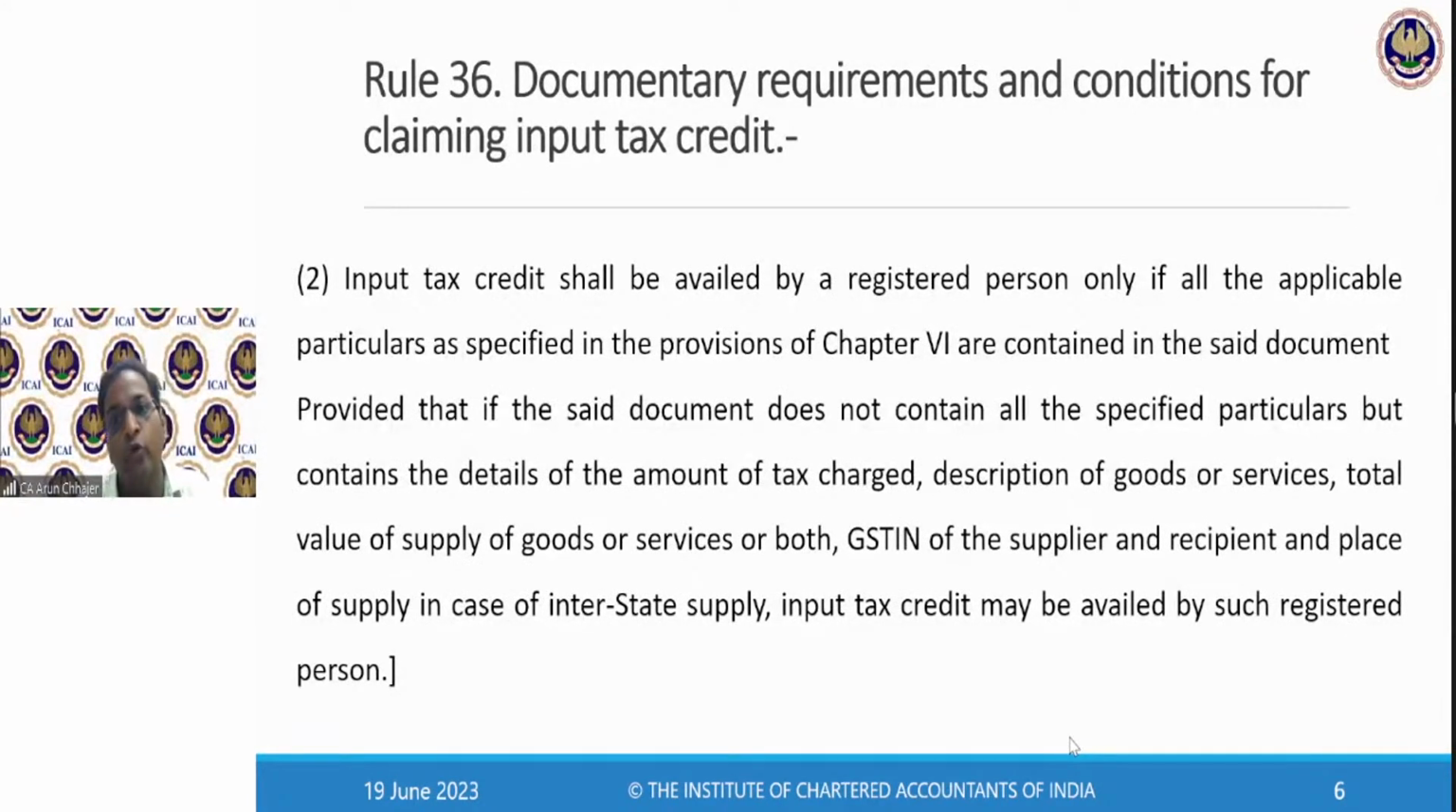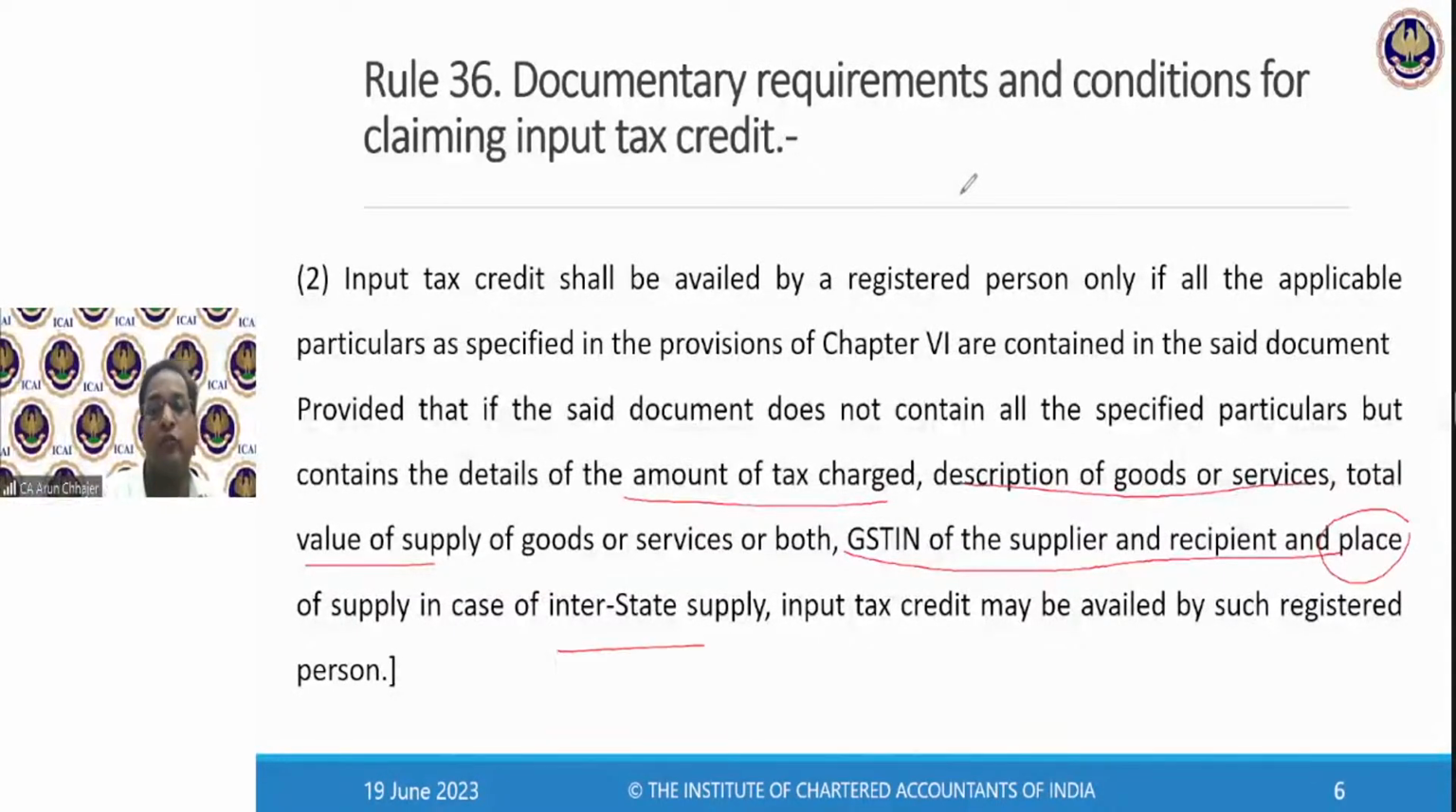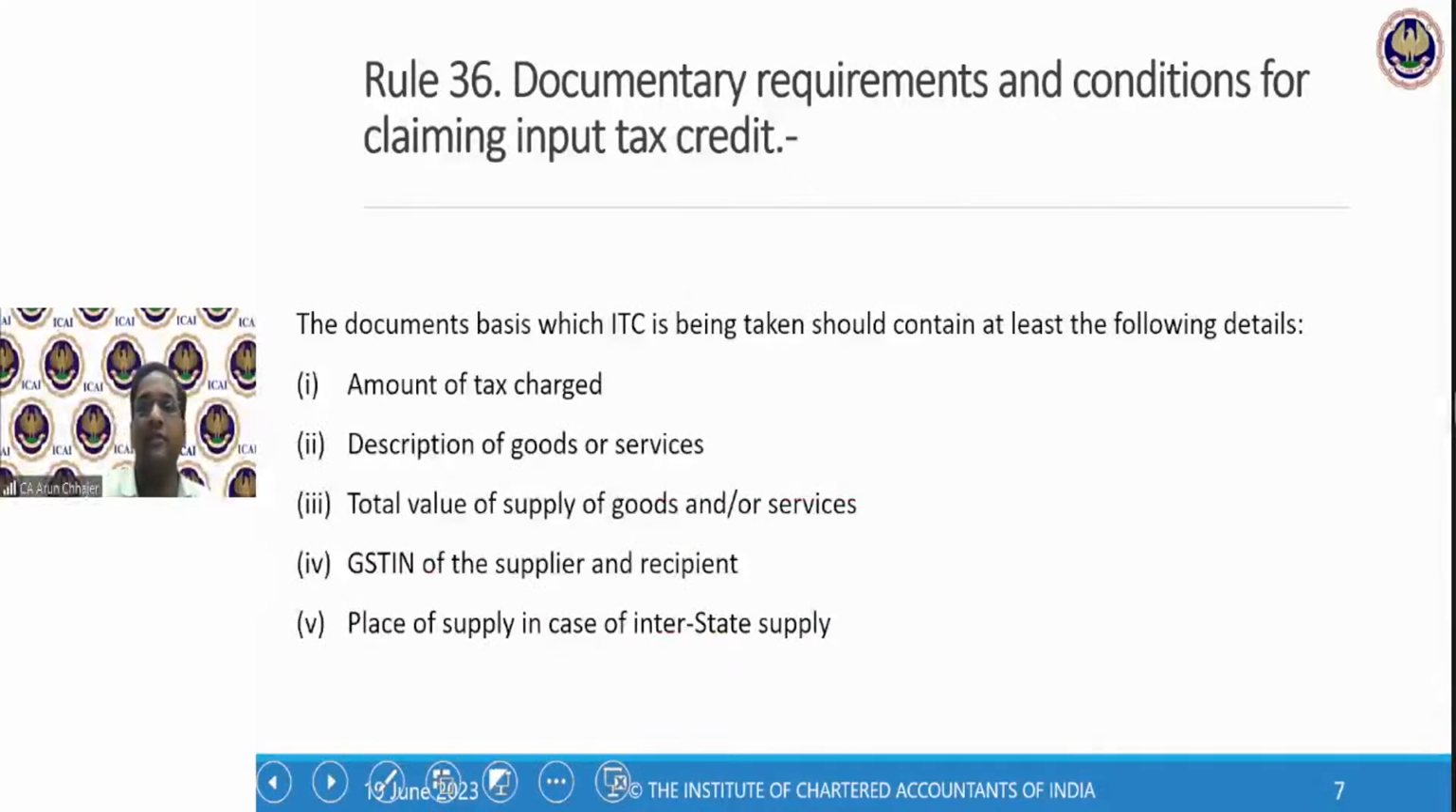Rule 36 sub rule 2 says, if there is a tax invoice, then at least 5 particulars have to be there. 5 things have to be mentioned on the tax invoice: amount of the tax, description of the goods or services, total value, GSTIN of the supplier and recipient, and POS in case of interstate. Then only ITC can be taken by the registered person. So Rule 36 sub rule 2 says that apart from the condition that the tax invoice has to be there, these 5 things also have to be there. What are the 5 things? Let me explain once again.